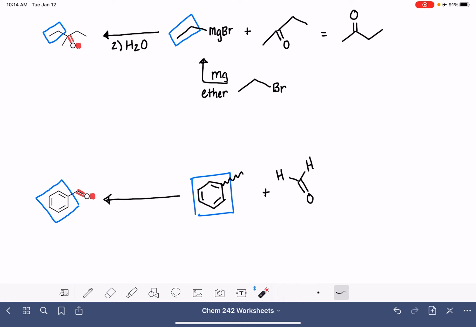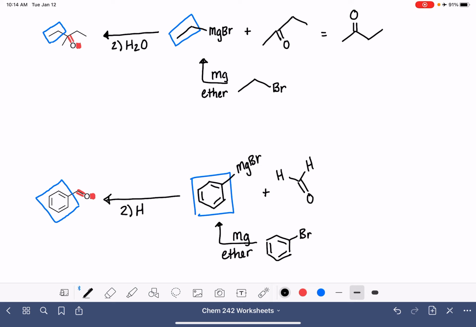So again, this is our Grignard. Let's replace that squiggly line with the line to the MgBr. And again, we're supposed to be showing how that Grignard is formed. It's formed from the halide reacting with Mg in ether. And then don't forget our step 2, water.